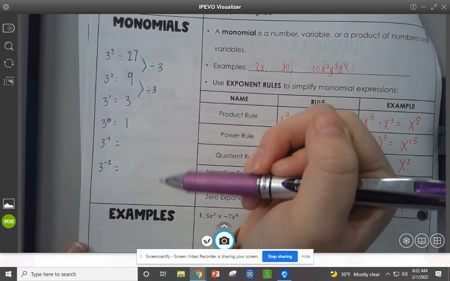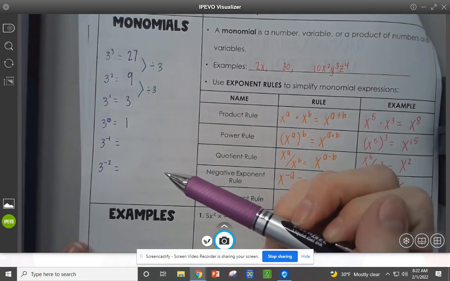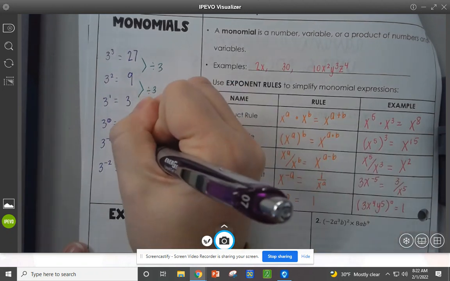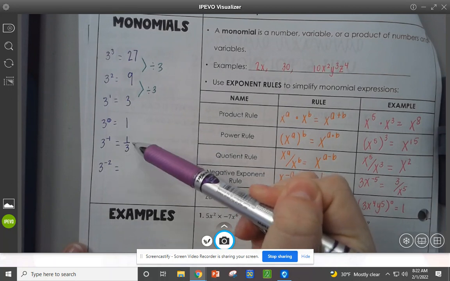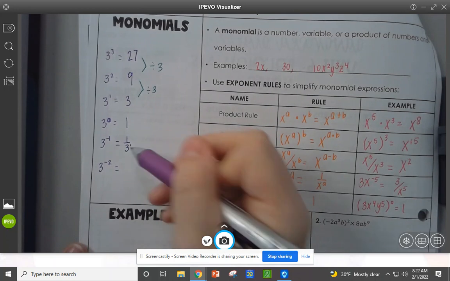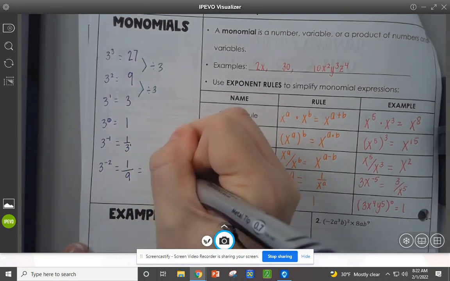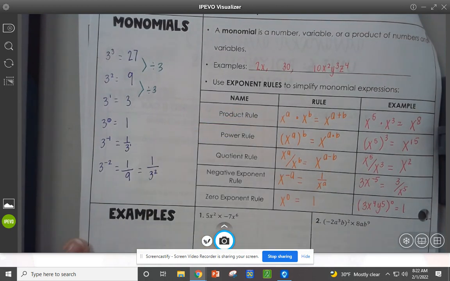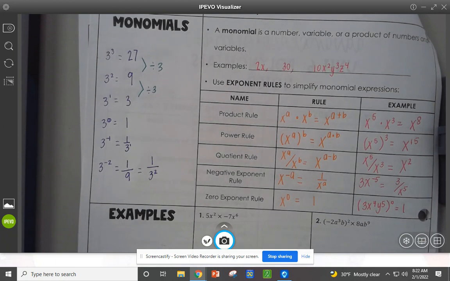A lot of people want to put 0 there. What if I take this 1 and I divide that by 3? You get 1/3. 1 over 3. So notice that's really 1 over 3 to the 1st power. What if I divide that by 3? We get 1/9, which is really 1 over 3 to the 2nd power. And if I went 3 to the negative 3rd, it would be 1 over 27. So that's how those rules come about.